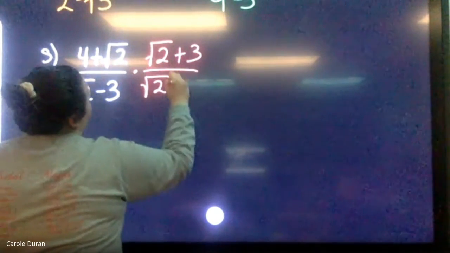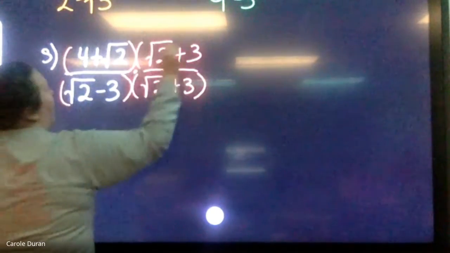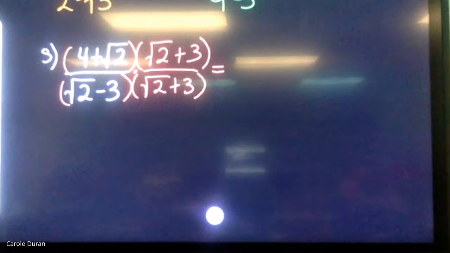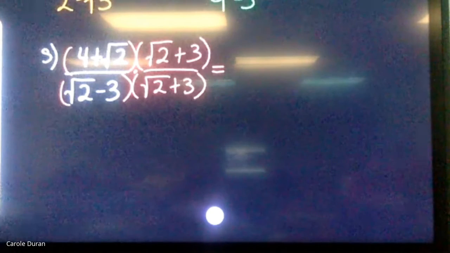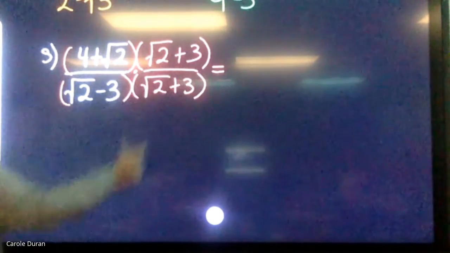I think this crossed out. No, because they're not identical diagonally. So we have to FOIL both the numerator and the denominator here. Why can't we just cross out? Because this is minus and that's plus, so they're not the same.